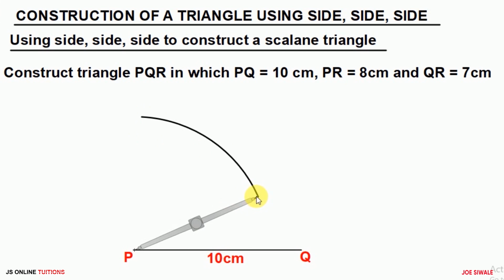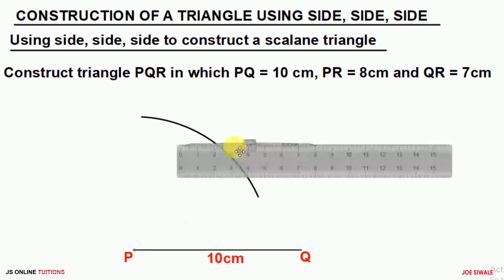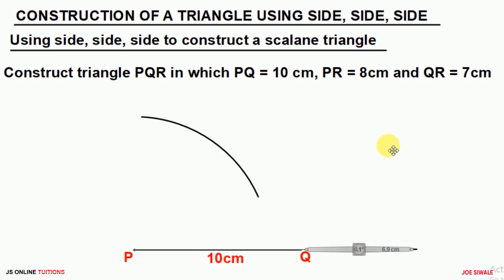Then we have been told QR is equal to 7 centimeters. So we're going to get our compass and we're going to measure 7 centimeters. So we'll put our compass at 0 and we're going to measure 7 centimeters. So we have measured our 7 centimeters. Then we're going to put our compass at point Q there, and we're going to construct an arc above line PQ. So let us draw an arc. So as you can see, our two arcs are meeting here, and that's where our R is.